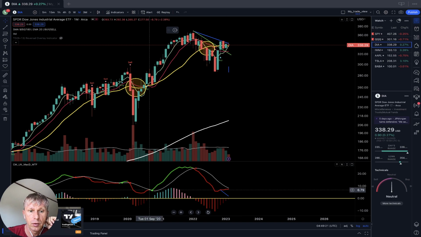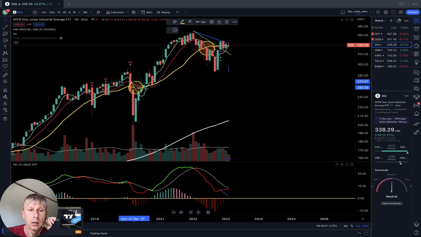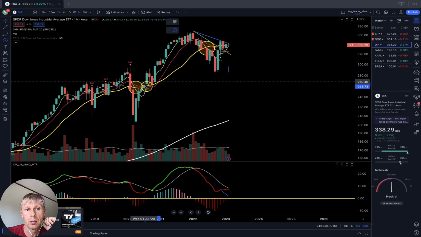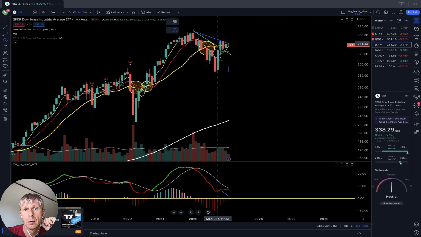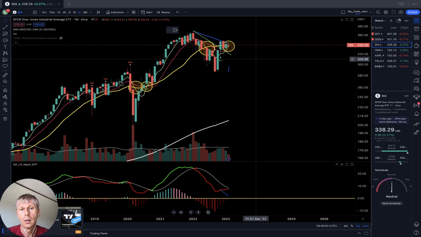Similar to what it was over here in 2020. Let me show you what was in 2020. This was a bearish crossover, and later it was a bullish crossover, right? This is a bullish crossover. Same we observed here. Bullish crossover over here. We'll see if it will continue.